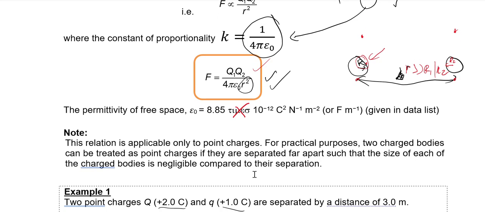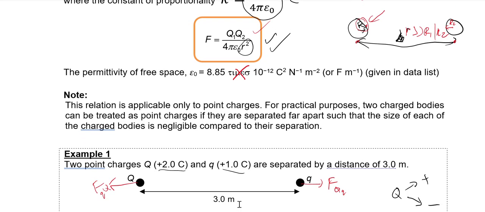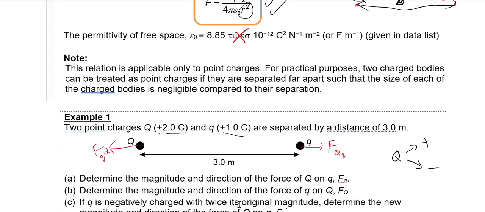So, example: 2 point charges, Q with plus 2 Coulomb and small q with plus 1 Coulomb, are separated by a distance of 3 meters. Can you find parts A and B first? Try to do A and B: the magnitude and direction of the force of Q on small q.